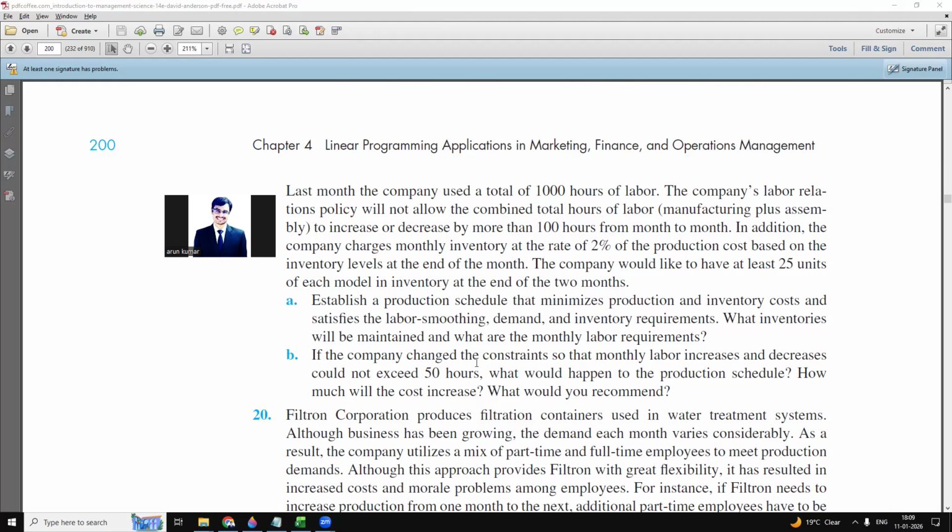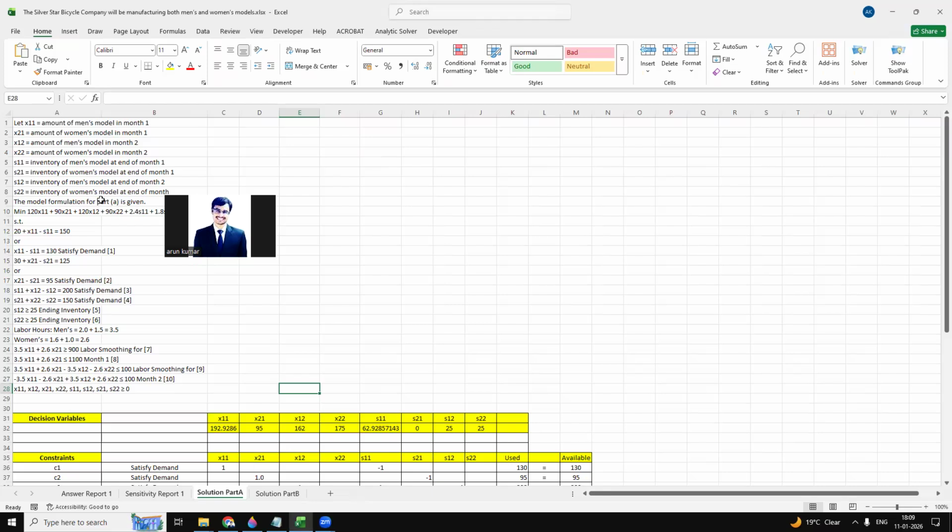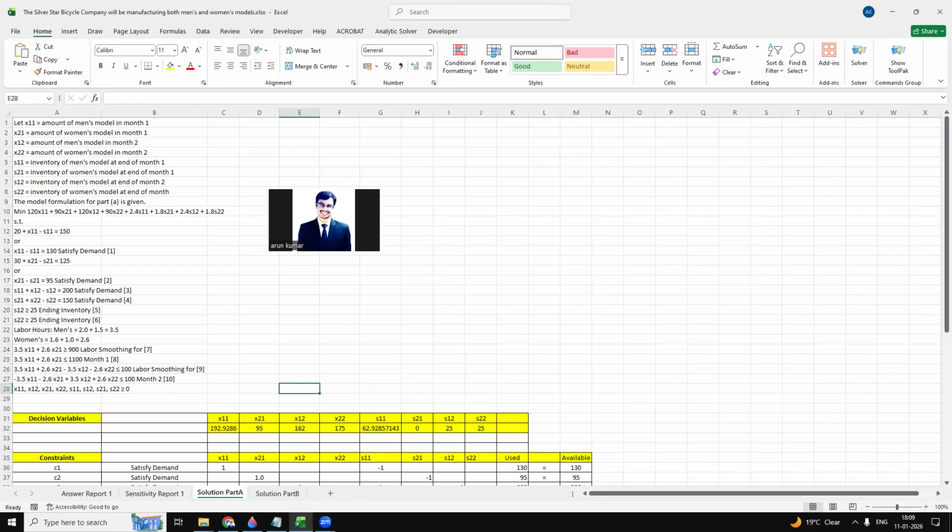If the company changed the constraints so that monthly labor increases and decreases could not exceed 50 hours, what would happen to the production schedule? How much will the cost increase? What would you recommend? I have used Excel, and here is the solution of this question.